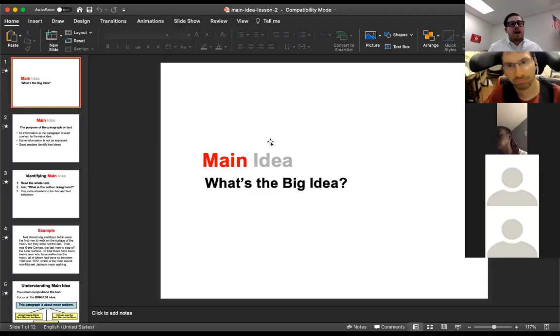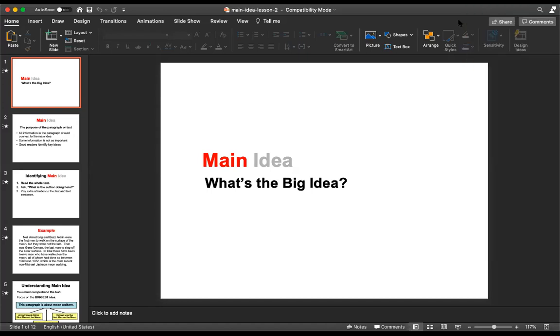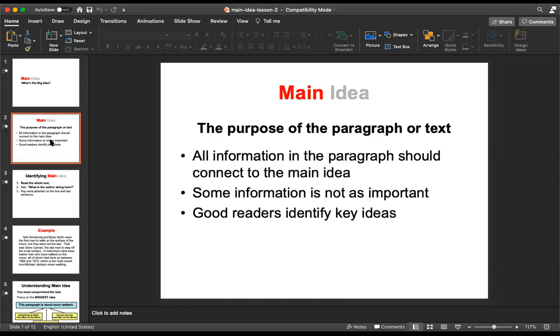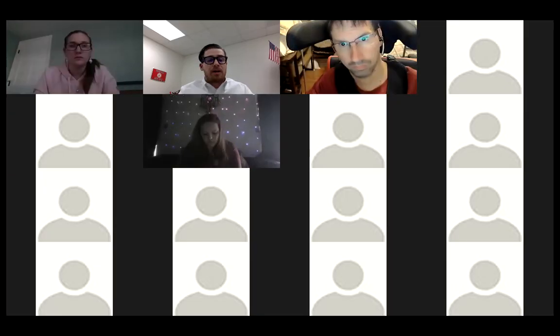First one, we looked at this PowerPoint a little bit. What is the main idea? Main idea is kind of the purpose of the text or the book or the paragraph or the article or whatever you're reading. That's the main idea, and it's supported by specific details. And we looked at this visual, so let me stop sharing and go to this visual.